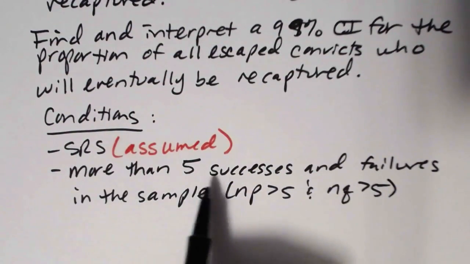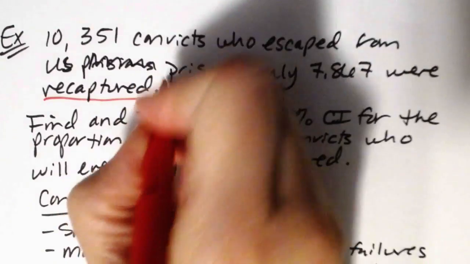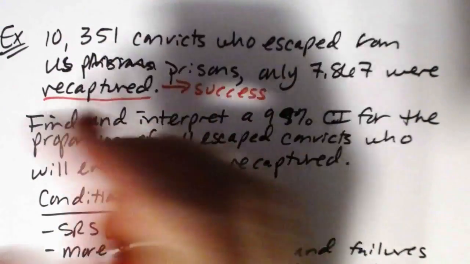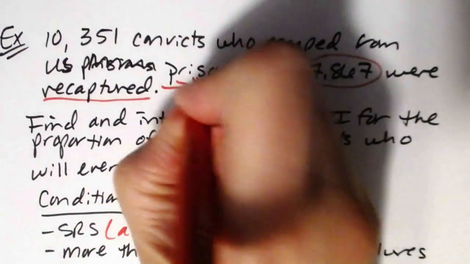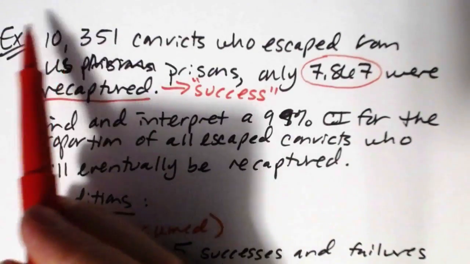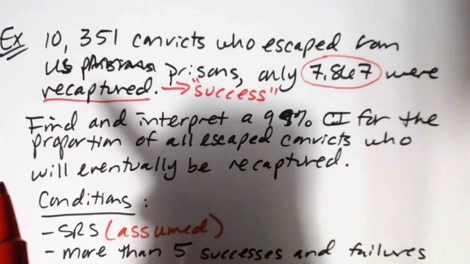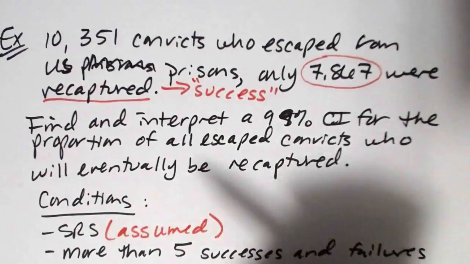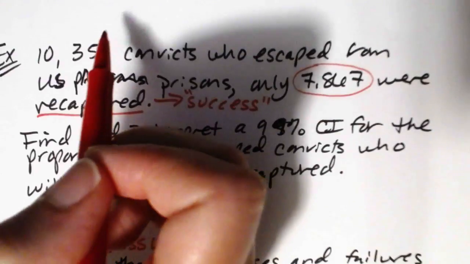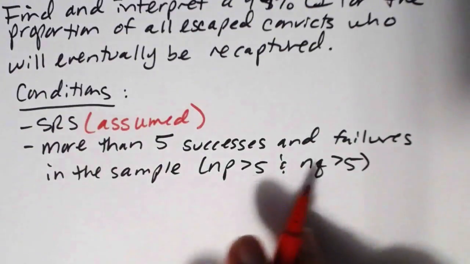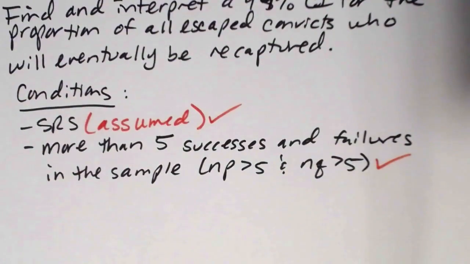Then we're looking for, were there more than 5 successes and failures in the sample? Notice that we're calling a recapture a success. So in our sample, there were 7,867 successes, right? Because that's how many recaptures there were. And that's in a sample size of 10,351. So how many failures were there? Well, there's a little bit less than 3,000 failures. So that's certainly greater than 5, right? Both of these are definitely greater than 5. You'll find that usually with sample sizes this large, if you're talking triple digits and above, it would be very, very rare for this to not be met. Okay, so we're going to assume that the random sample condition is met. This one is definitely met.